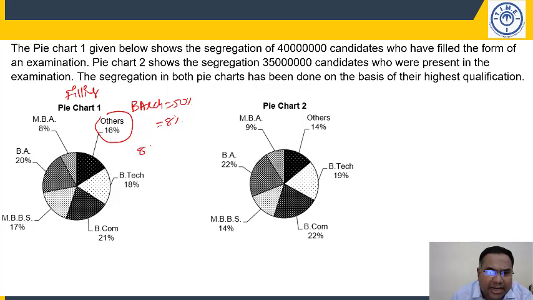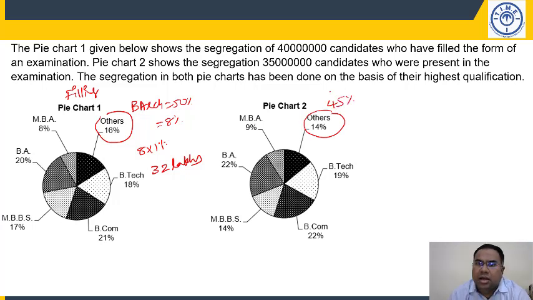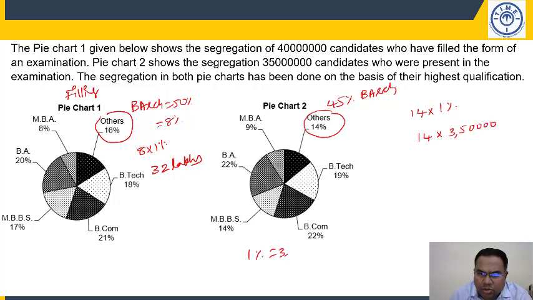So 8% means 8 into 1%. We know 1% value is 4 lakhs. So 8 into 4 will be 32 lakhs. Out of this, 45% are BR students, so 14%. First I will calculate 14%: 14 into 1% value, which is 3,50,000. We know 1% here is 3,50,000, and 1% there is 4 lakhs. Already we have discussed this. So 8% means 8 into 4, 32 lakhs.